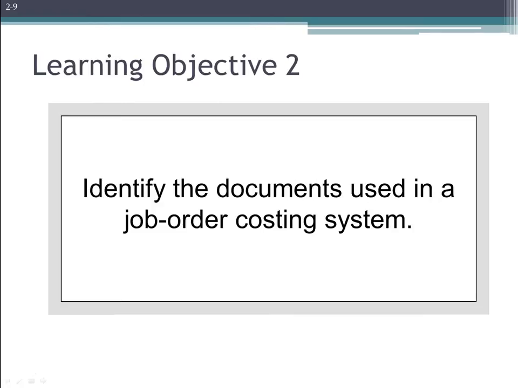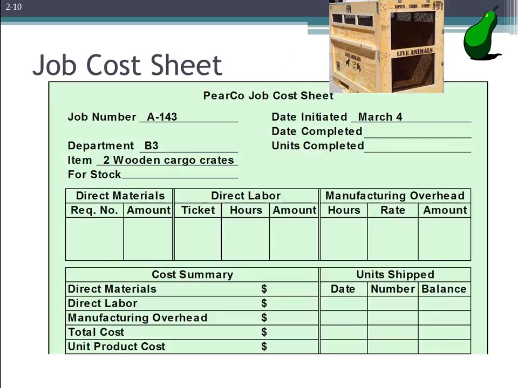Chapter 2 also introduces documents that might be used in a job order costing system. I'm going to show you some of them, but please don't feel the need to memorize them. I think they just help us with an example. So let's assume in our example that our company, Pear Company, creates wooden products for people, and they will make them to order. I've thrown in a photo here. I want us to assume that our customer has come along and ordered 2 wooden cargo crates for carrying some sort of livestock. You'll see what I've got here, live animals. Just an example of something that we might be creating.